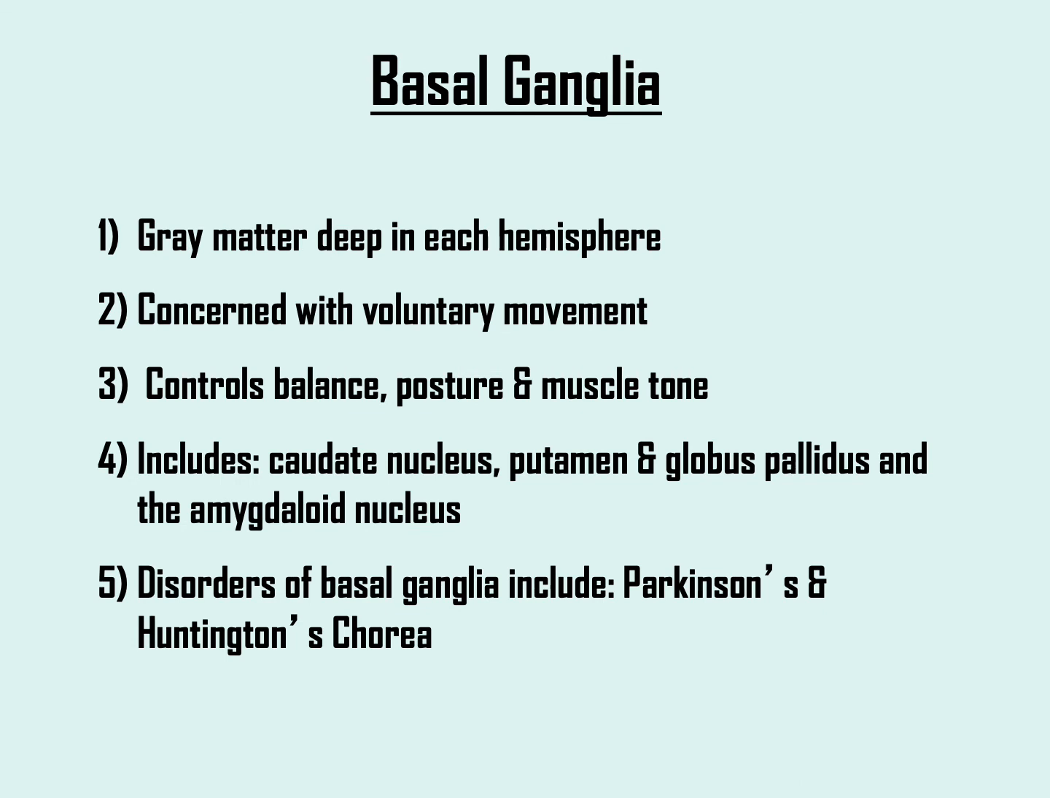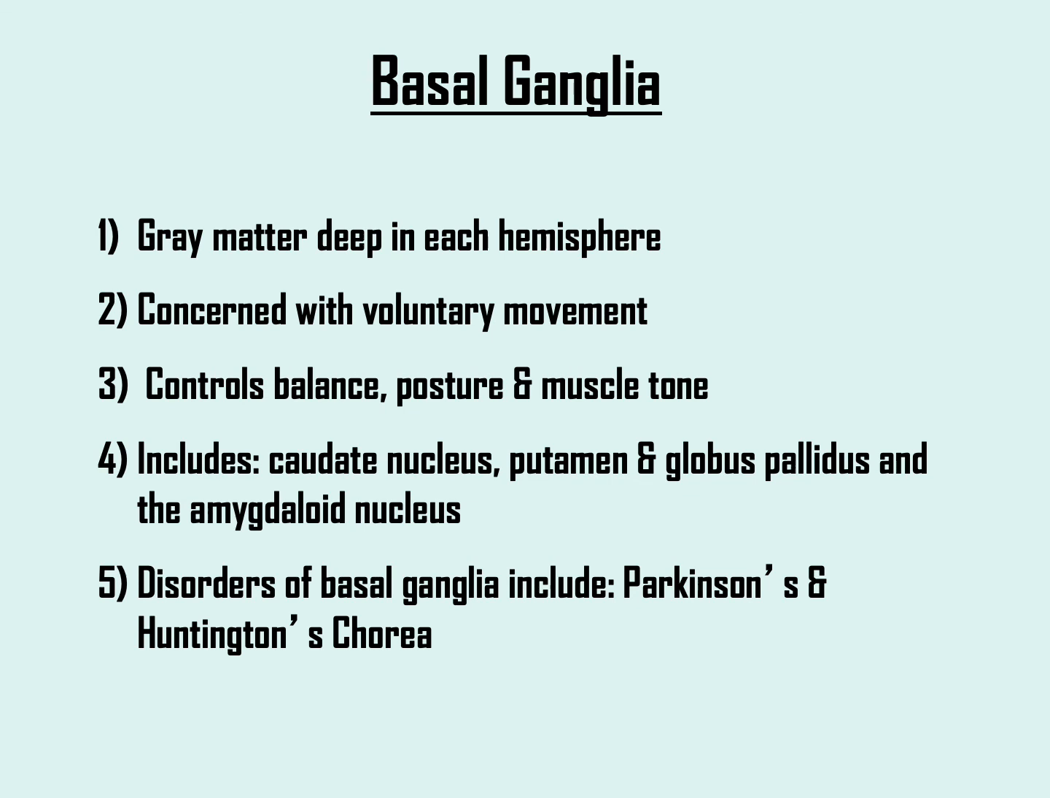The basal ganglia. Again, not something that we normally would have heard of if we weren't in this field, but it's very important, and especially in a few of our neurological disorders. So it's gray matter, and it's located deep within each hemisphere. It's concerned with control of movement, particularly the initiation of voluntary movement. It controls our balance, posture, and muscle tone. The basal ganglia and the cerebellum form the extrapyramidal system.